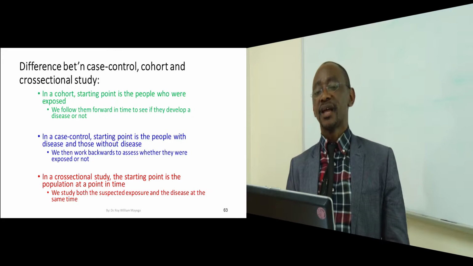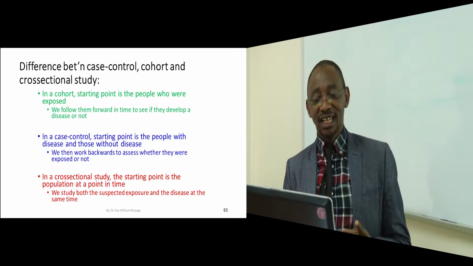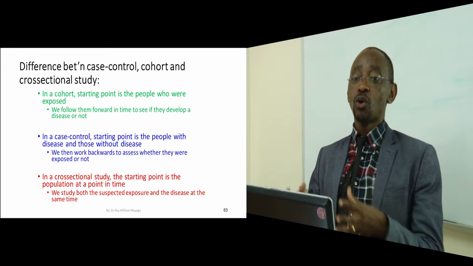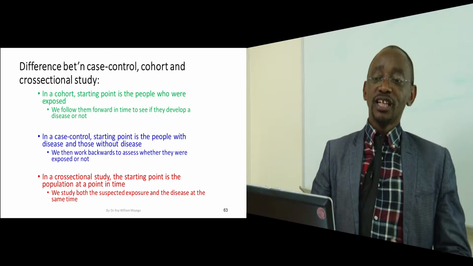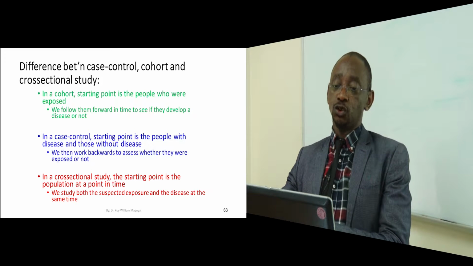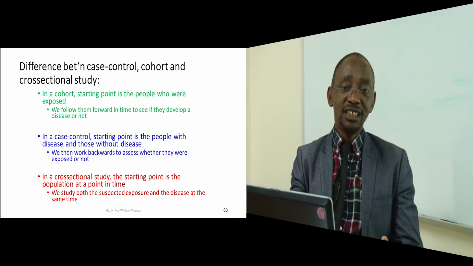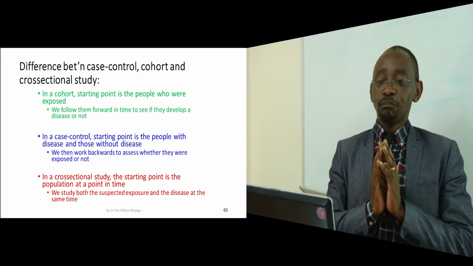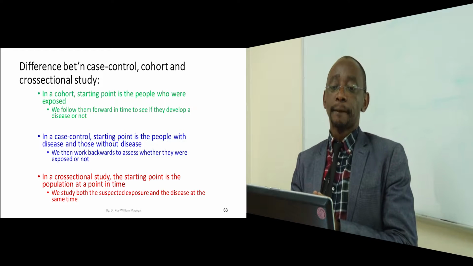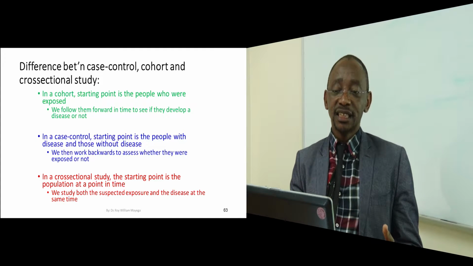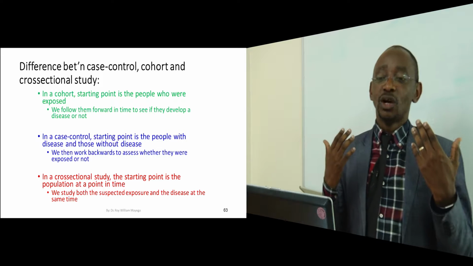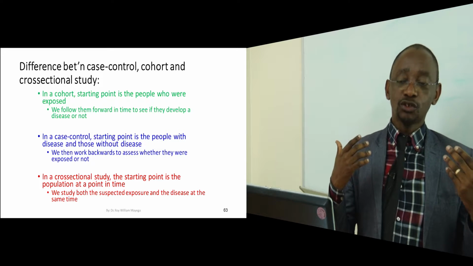Now, in a cohort study, the starting point is people who are exposed and those who are not exposed. And we follow them up forward in time to gauge those who develop the disease and those who don't in both groups. In a case control, the starting point is those with the disease and those without the disease. And then we look backwards to assess whether they were exposed in the past or not.